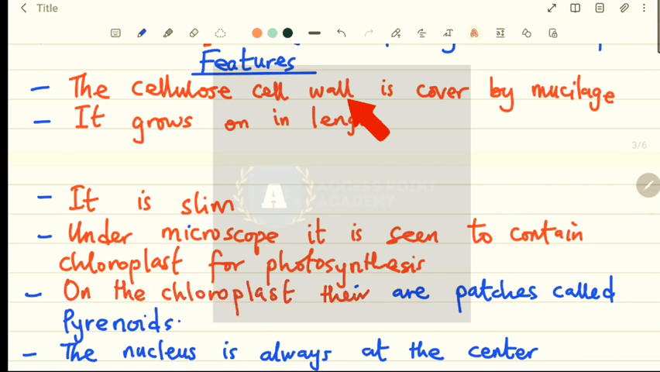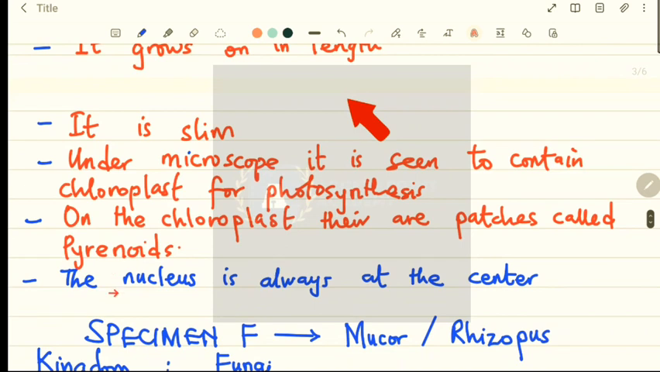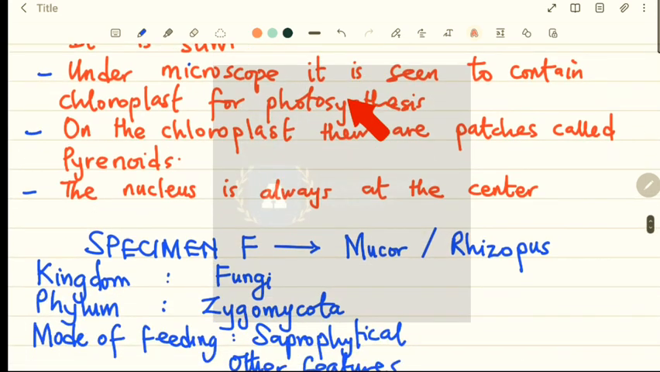On the chloroplast, there are patches, which are called pyrenoids. The pyrenoids could be used in making carbohydrates and the like. The nucleus is always at the center in that species. So that is briefly about Spirogyra filament, specimen E.